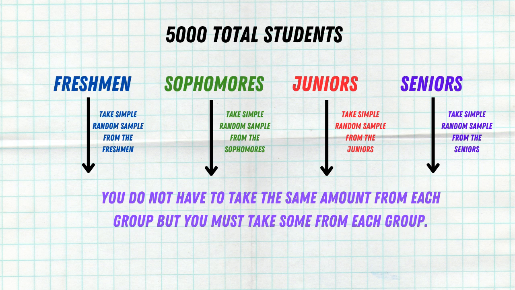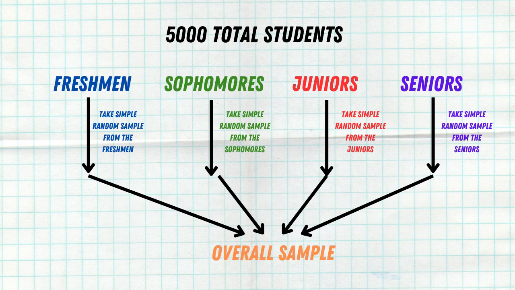Now, there's no rule that says you have to take the same number of kids. For example, if you have way more freshmen, maybe you take 12 freshmen and only 8 seniors. Whatever, it doesn't matter as long as you take some kids from each group.